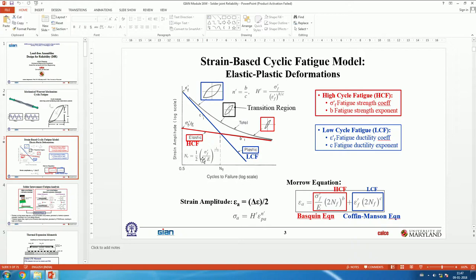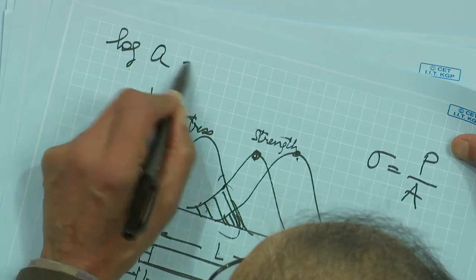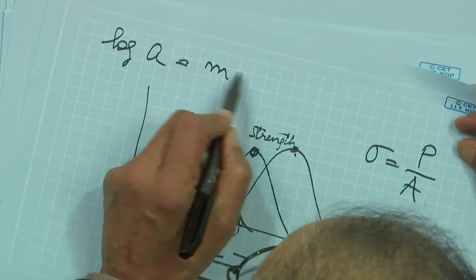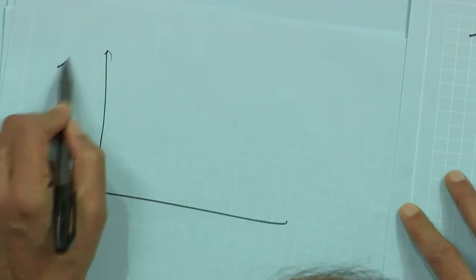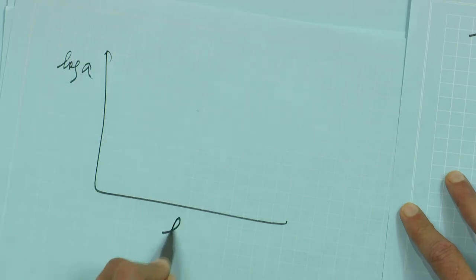That would be a semi-log, right? That would be if one of the axes was in log. This is a log-log. Both are on log scale. Log A equals M plus C log B, okay? That is log A versus log B.